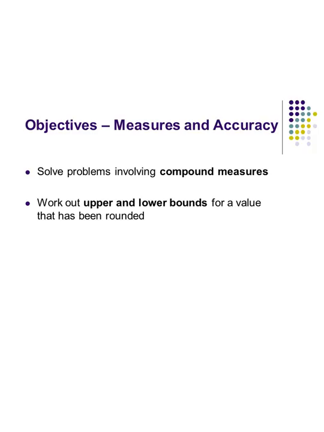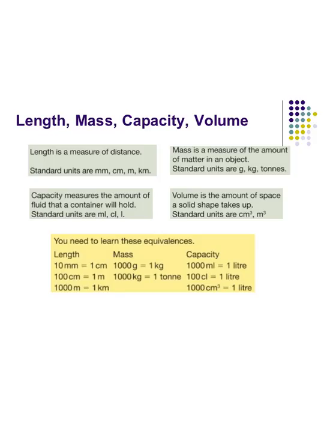So like I said, just remember your rounding and what it means and how we do it and the different ways of rounding, whether we're rounding to a given number of decimal places or significant figures. In the next part, we're looking at how to solve problems involving compound measures and working out the upper and lower bounds for a value that's been rounded. And this will lead on to working out things like the maximum possible area, the minimum area, maximum and minimum perimeters, and so on.